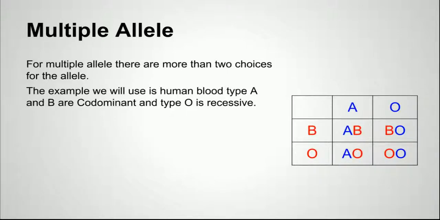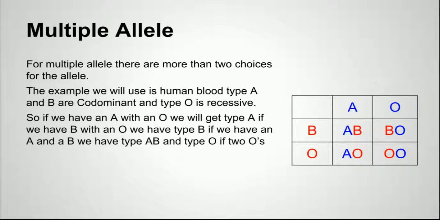A and B are codominant. O is recessive. So if we have an A with an O, we get type A. If we have a B with an O, we get type B. If we have an A and a B, we have type AB. And the only way to get O is to have two O's.